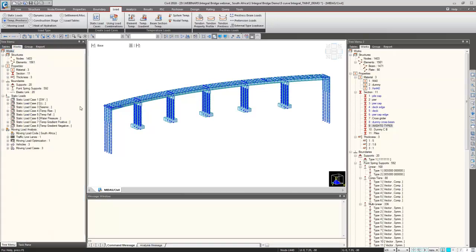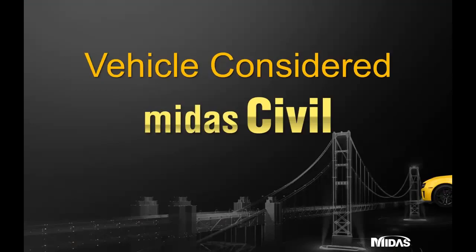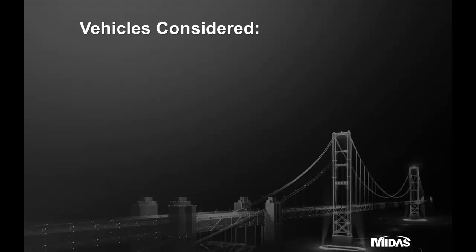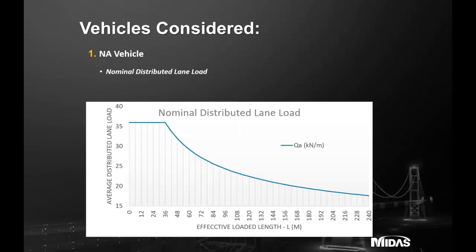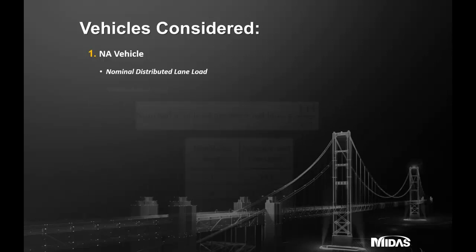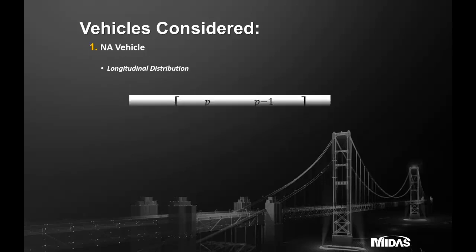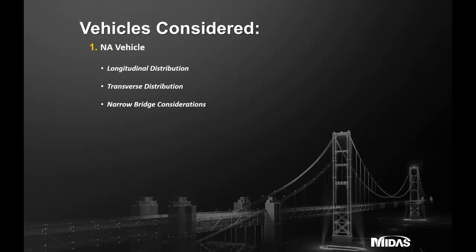Now let's see the application of TMH7 moving load code onto this curved bridge. So let me show you some slides. So in MIDAS Civil, TMH7 code is implemented. It's full-fledged TMH7 moving load code. So NA vehicle would be considered in this fashion. So you have this formulation given in the code. The same have been replicated in the program. So you need to consider the longitudinal distribution, transverse distribution, all these considerations.